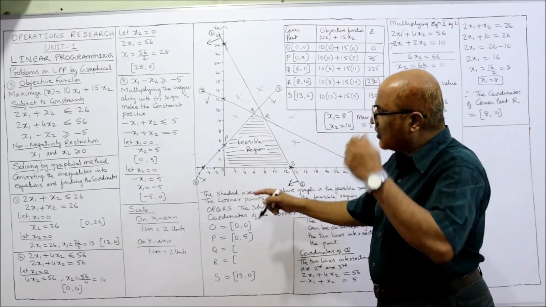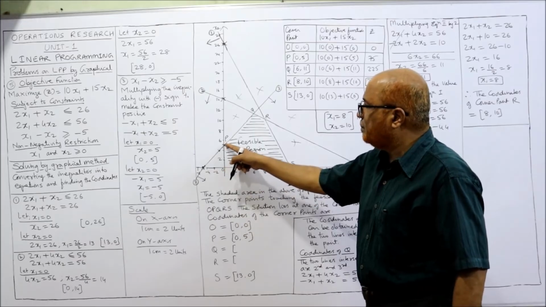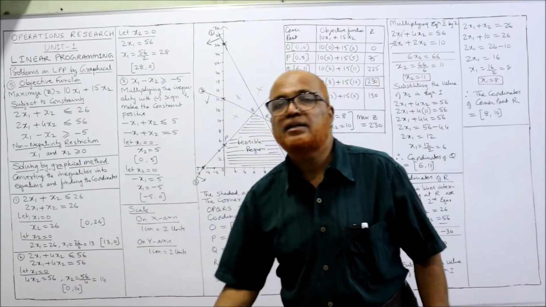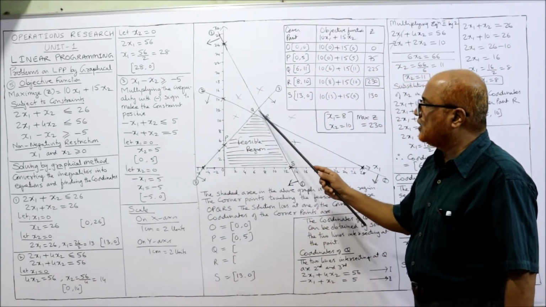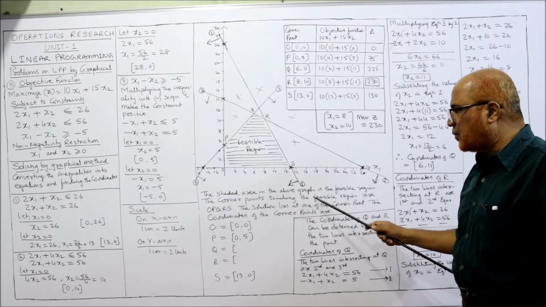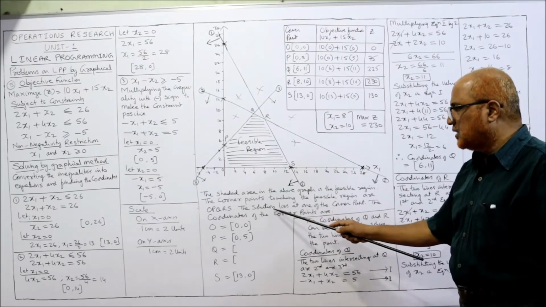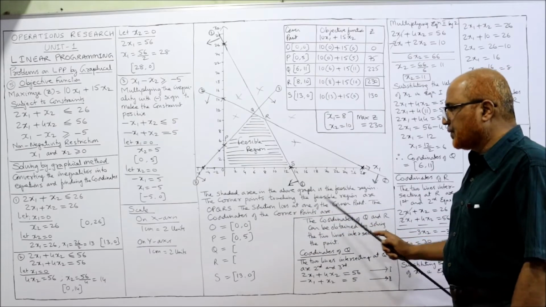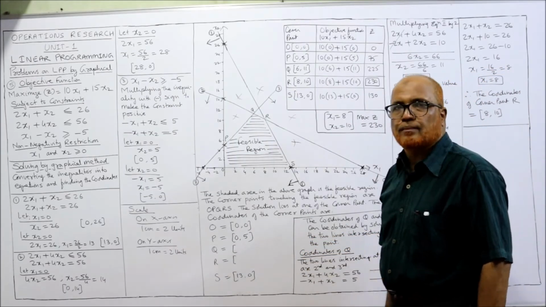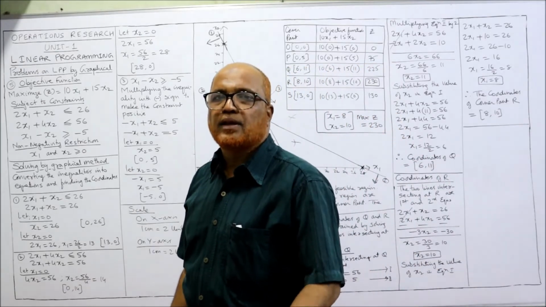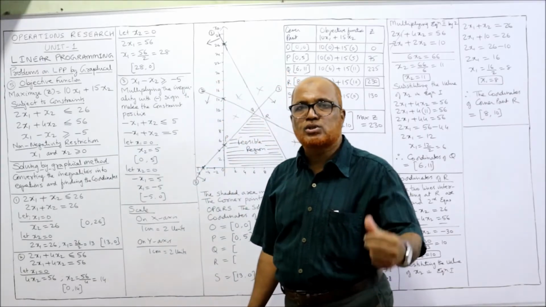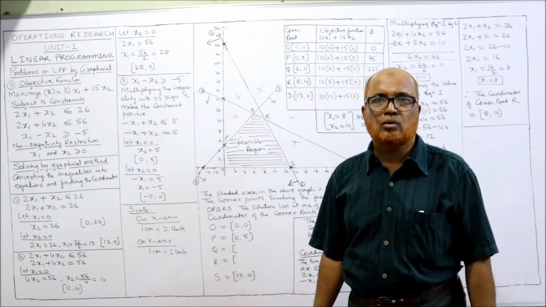Now here, the corner points touching the feasible region are O, P, Q, R, S. These 5 points are touching the feasible region. The shaded area in the above graph is the feasible region, and the corner points touching the feasible region are O, P, Q, R, S. The solution lies at one of the corner points. Out of 5 corner points, 3 corner points are readily available. Only for 2 corner points we have to solve the equations and find out the coordinates.